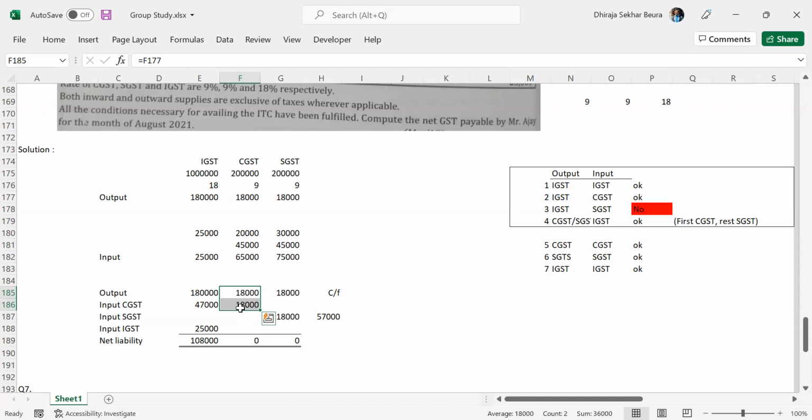Then again, similarly for SGST. I'm not doing that as of now. Let me get done with the CGST, then only I'll go to SGST. Now that I'm done with 18,000 credit out of 65,000, how much is left? 47,000. 47,000 can be adjusted against IGST as per the second scenario. Here my input is CGST and output is IGST. So I'm adjusting that 47,000 in the IGST.